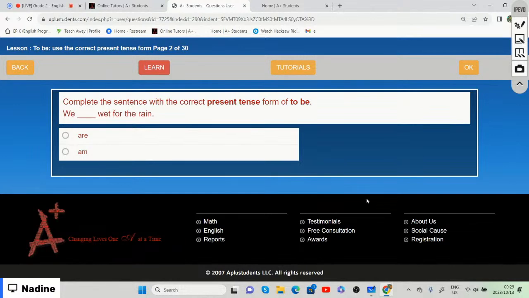All right, so if we now choose the correct present tense form of to be, then we can say we are, because are refers to more than one person doing something. So we are waiting for the rain, because we can refer to me and someone, me and more than one person.